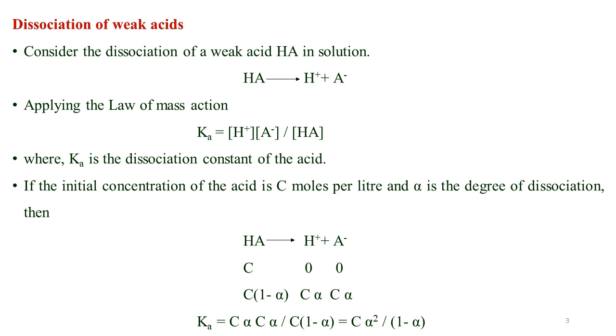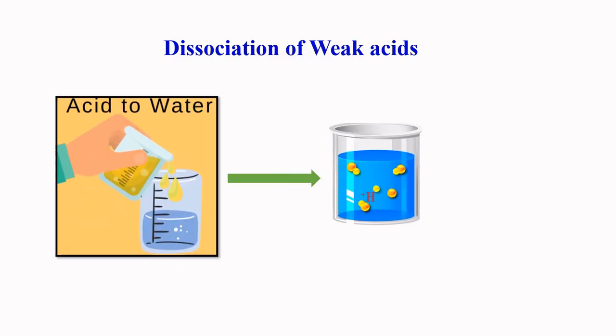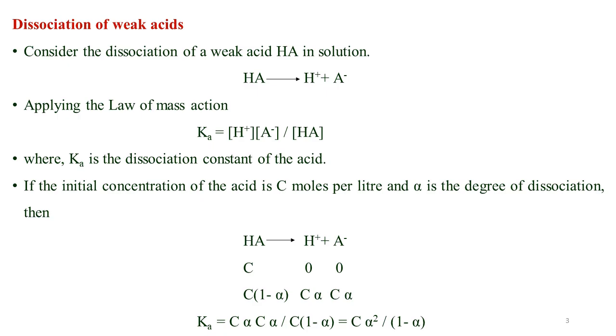Consider the dissociation of a weak acid HA in solution. HA gives H+ and A-. Applying the law of mass action, Ka is equal to the concentration of H+ times the concentration of A- divided by the concentration of HA, where Ka is the dissociation constant of the acid.